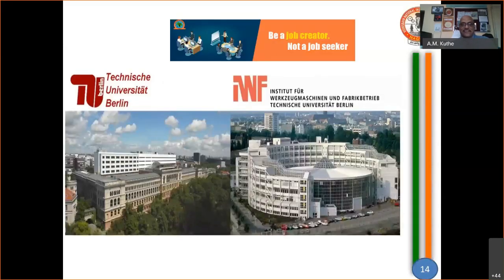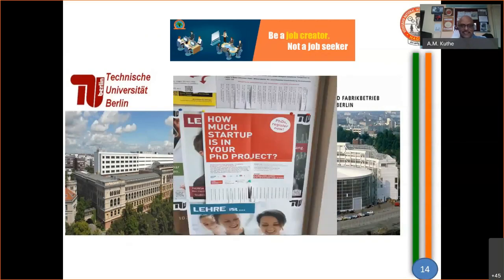You know, this is an interesting university, Technical University in Berlin. In 2019, one of my close relatives visited Berlin and sent me the flyer, and that prompted me to look at the PhD project the way that is shown. What is mentioned is: how much startup is in your PhD project. The PhDs who are registering, they just would like to run this type of workshop. And I got excited.